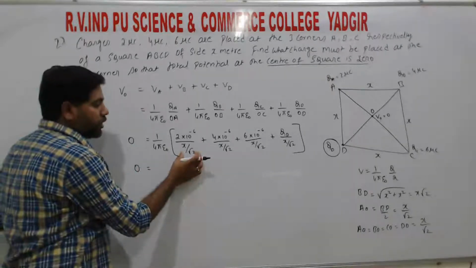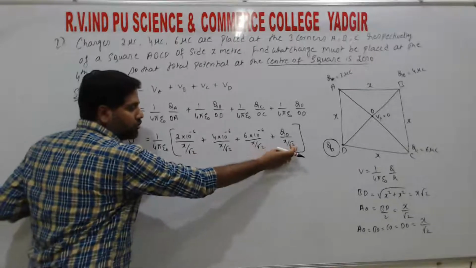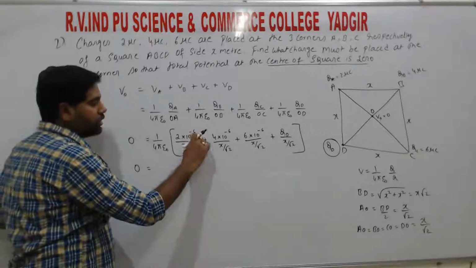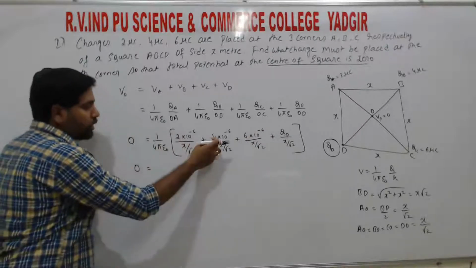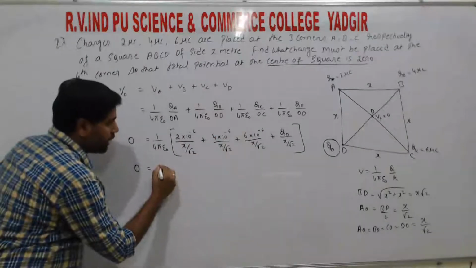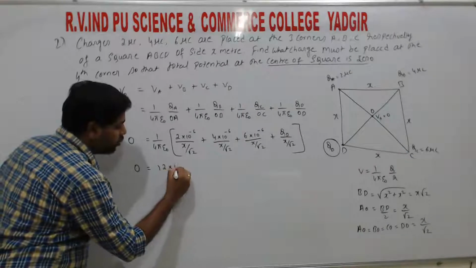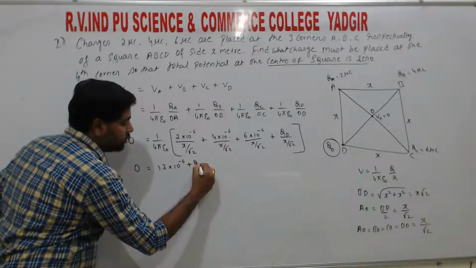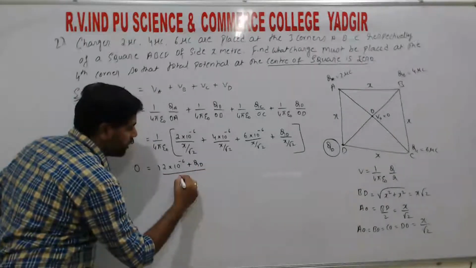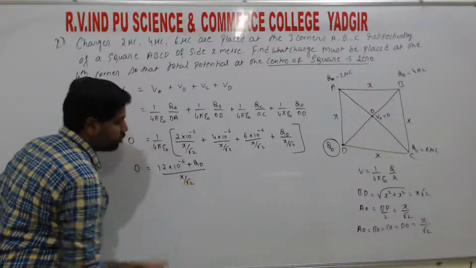So here if you observe, in the denominator all the terms are the same. That means the numerator terms will add up, right? So 2 plus 4 plus 6, that is 12 into 10 to the power of minus 6 plus QD, divided by x by root 2, right?